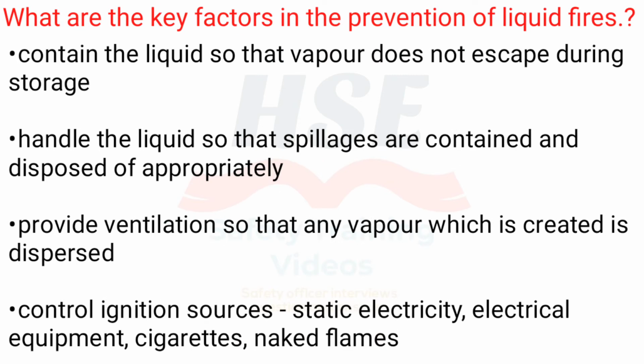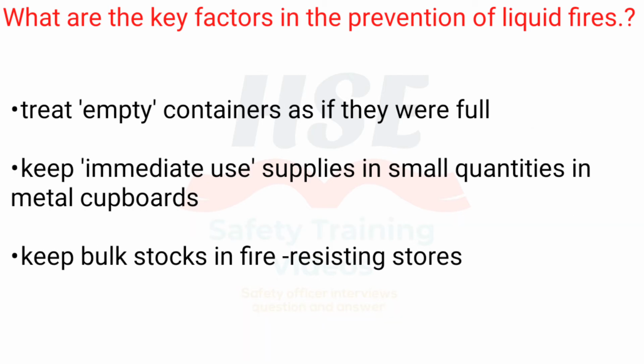What are the key factors in the prevention of liquid fires? Contain the liquid so that vapor does not escape during storage. Handle the liquid so that spillages are contained and disposed of appropriately. Provide ventilation so that any vapor which is created is dispersed. Control ignition sources: static electricity, electrical equipment, cigarettes, naked flames. Treat empty containers as if they were full.